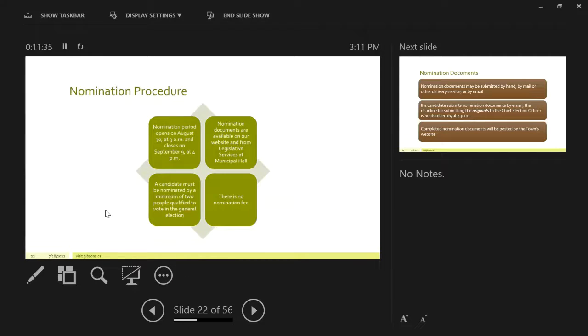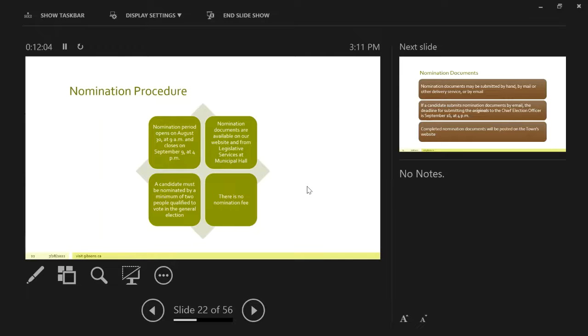So the nomination procedure is probably why you're here. It opens on the 30th. Packages will be ready on Tuesday the 2nd. Sorry, what's Tuesday? August, yeah, the 2nd. It's going fast. Sorry, I put you on the spot. It closes on September 9th at 4 p.m. sharp.